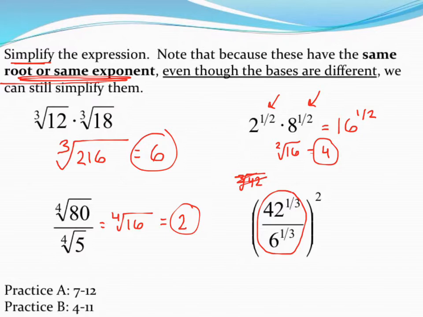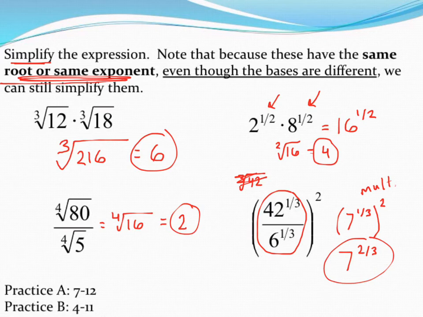I'm going to divide those bases because the exponents do match up. 42 divided by 6 gets me 7, and then the exponent of 1/3 will stay the same since it started out the same. I now have 7 to the 1/3 squared, and my rule for raising a power to a power is to multiply, like we talked about in the last video. So to finish this out, I'm going to have 7 raised to the 2/3, which is irrational, so I'll leave it alone and say that that's my simplified answer.